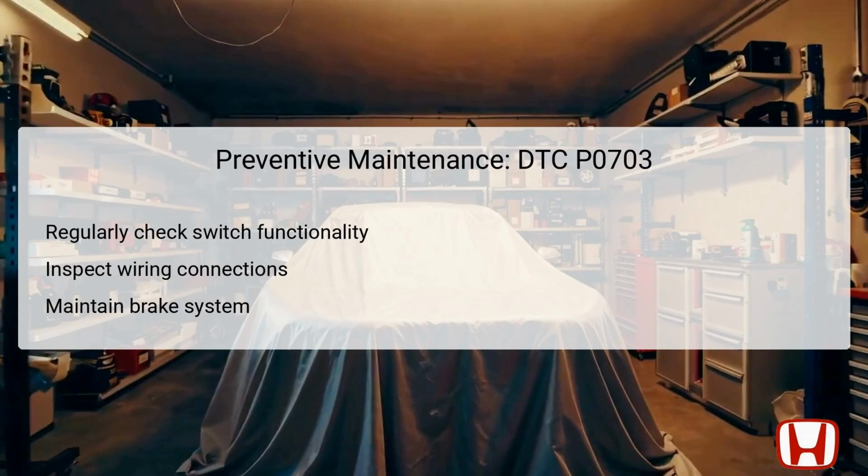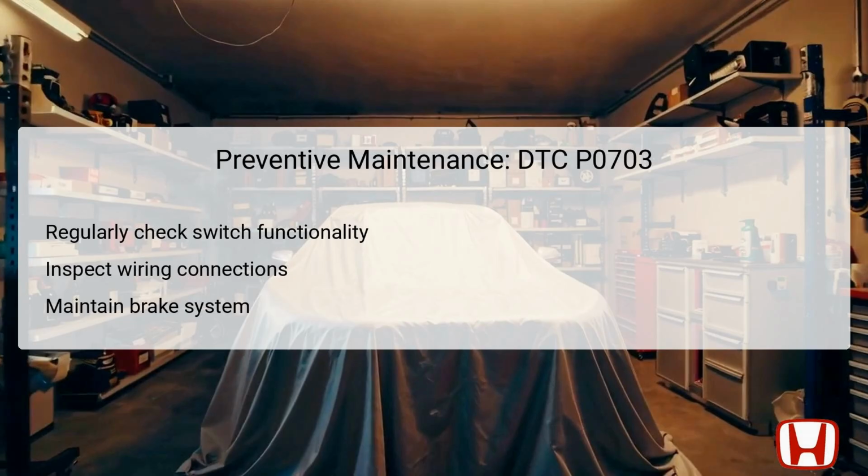To prevent the occurrence of DTC P0703 in the future, proactive measures should be part of regular vehicle maintenance. Start with regular checks of the brake pedal position switch functionality to ensure it consistently operates as intended. It's also important to inspect all wiring connections related to the braking system routinely. Loose or frayed wires can lead to signal inconsistencies.